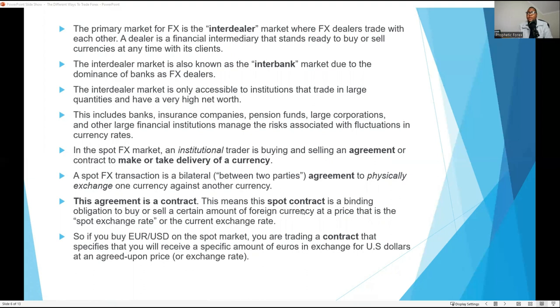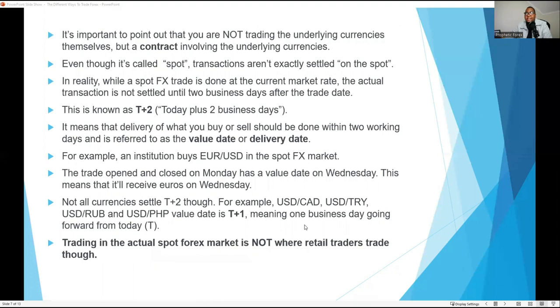For example, if you buy EURUSD on the spot market, you are trading a contract that specifies that you will receive a certain amount of euros in exchange for US dollars at an agreed price, or an exchange rate. So basically what I'm saying is that we're not actually trading the underlying currencies ourselves, but the contract involving the underlying currencies. Even though it's called spot, the transactions aren't exactly settled on the spot.